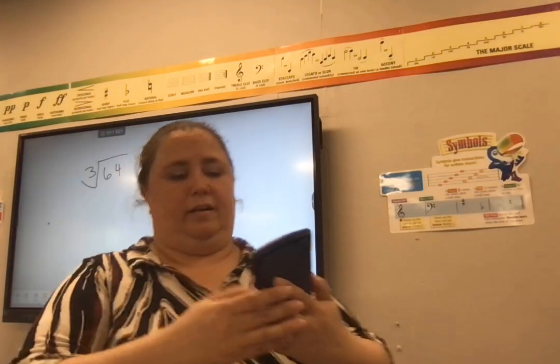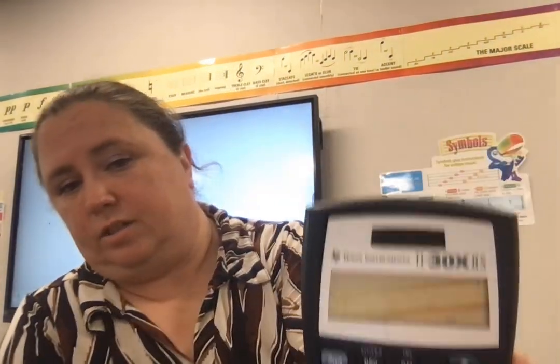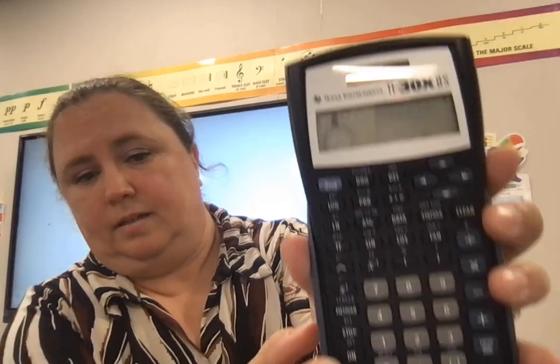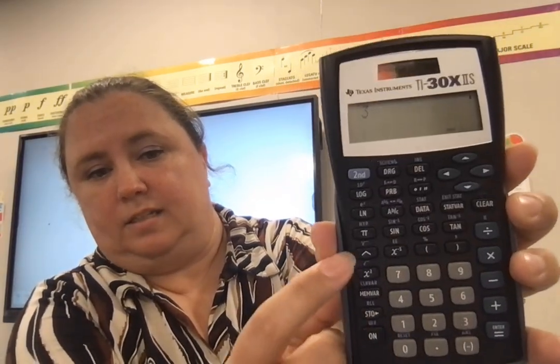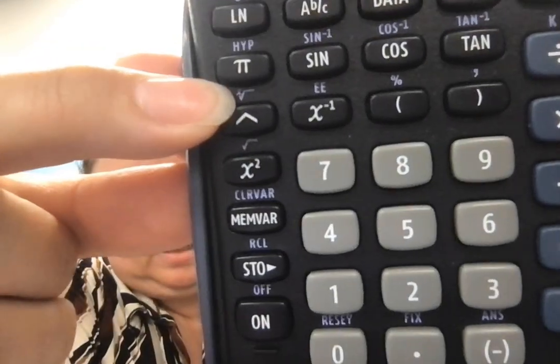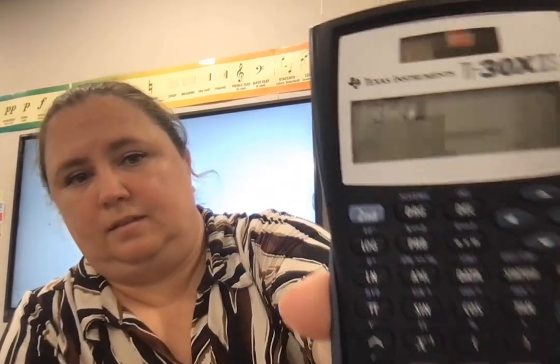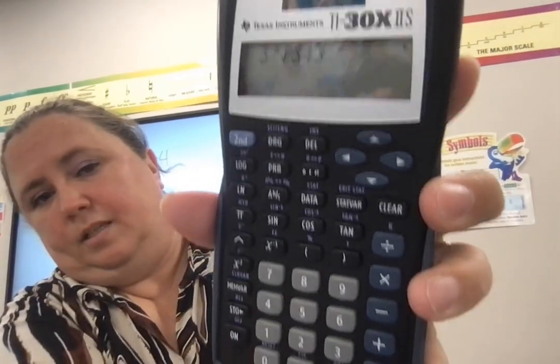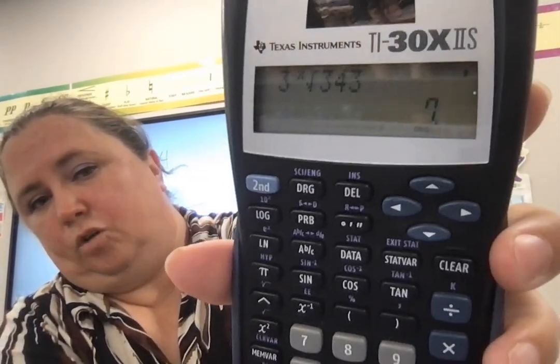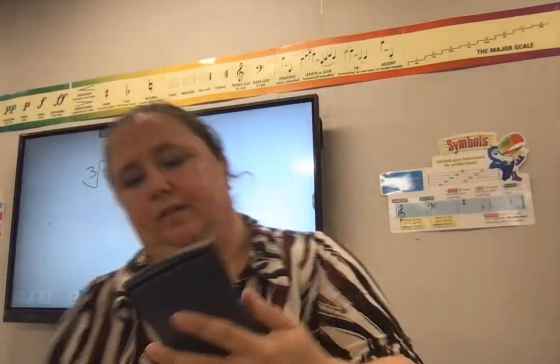All right, on the calculator for everybody online. In order to do this, you know you're doing cube root, so you're going to hit 3. Then it's this button right here, which is an x radical. You hit second and then that button. 3 stands in for that x, and then you type in your number, 343, and hit enter. The cube root of 343 is 7.